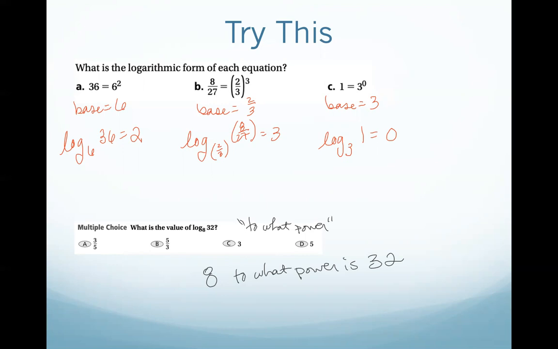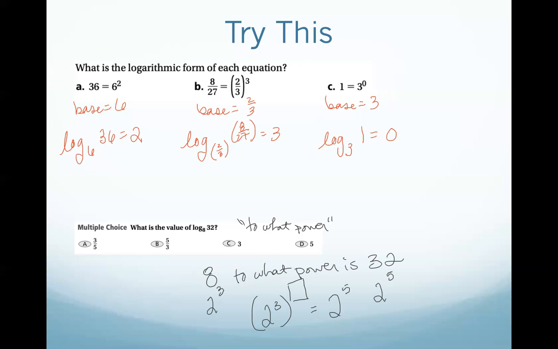So what do these have in common? Well, hopefully you can recognize by now that 8 is a perfect power of 2, and 32 is also a perfect power of 2. So there's a little trick here. I can say 8 is 2 to the third power, and 32 is 2 to the fifth power. So 2 cubed to what power equals 2 to the fifth?